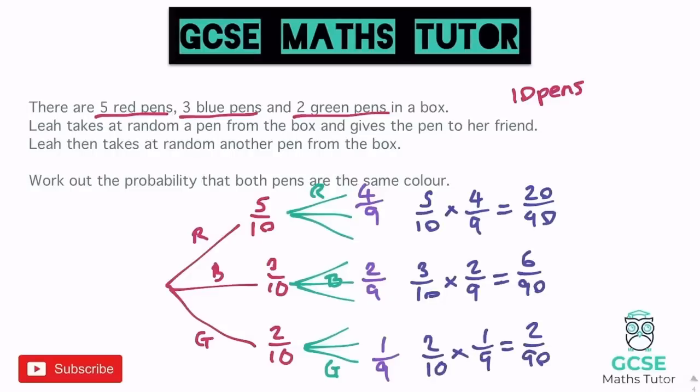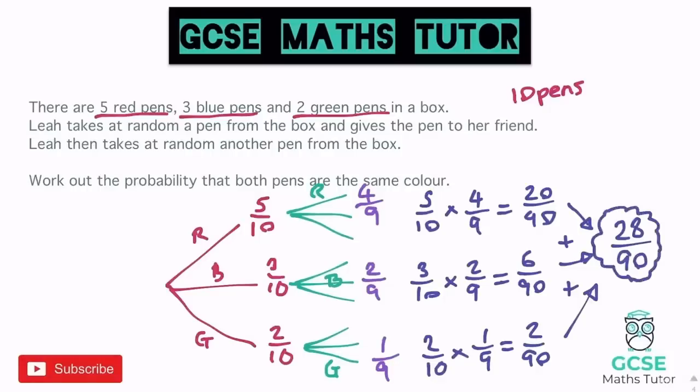We've got the probability of getting red, red of 20 over 90, blue, blue would be 6 over 90, and green, green would be 2 over 90. So when we want to combine all of these together, all we have to do is add them all up. So add all of these together to get our total probability. Let's just put some plus signs here. And 20 on the top, plus 6 is 26, plus 2 is 28. So our final probability there would be 28 out of 90. And again, you don't need to simplify that. So that'd be your final probability. There you go, a little bit of a trick there.